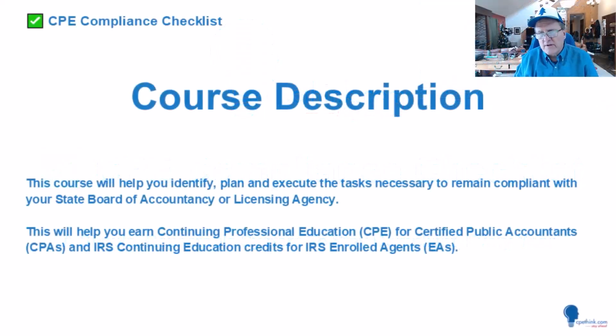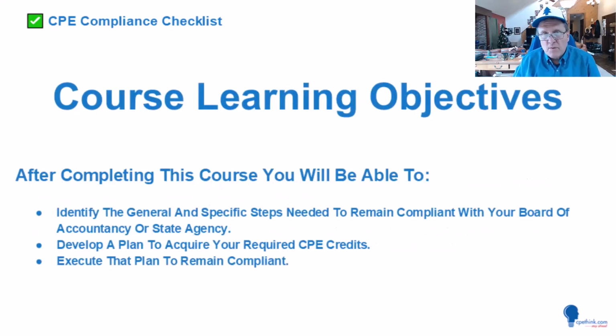This course will help you identify, plan, and execute the tasks necessary to remain compliant with your state board of accountancy or licensing agency. This is going to help you earn continuing education credits, CPE, for CPAs, or CE IRS credits for IRS enrolled agents. After completing this course, you're going to be able to identify the general and specific steps needed to remain compliant with your board of accountancy or state agency. You're also going to be able to develop a plan to acquire your required CPE credits on a term basis, whatever your term happens to be, and how to execute that plan to stay compliant.